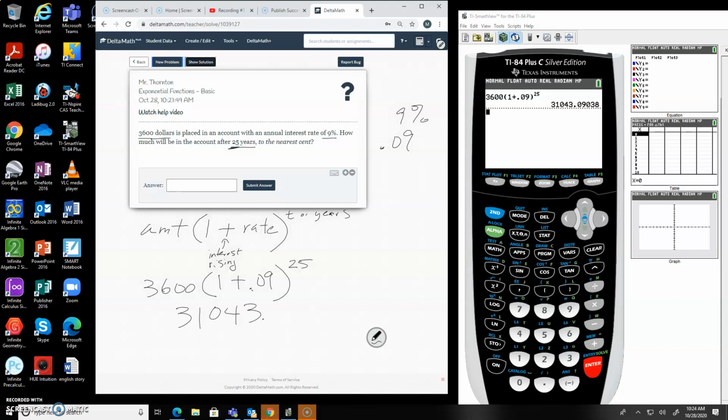$31,043 or $31,043.09. They want it to the nearest cent, so the next number out here is a 3, so we don't have to round up. So $31,043.09 is our answer.